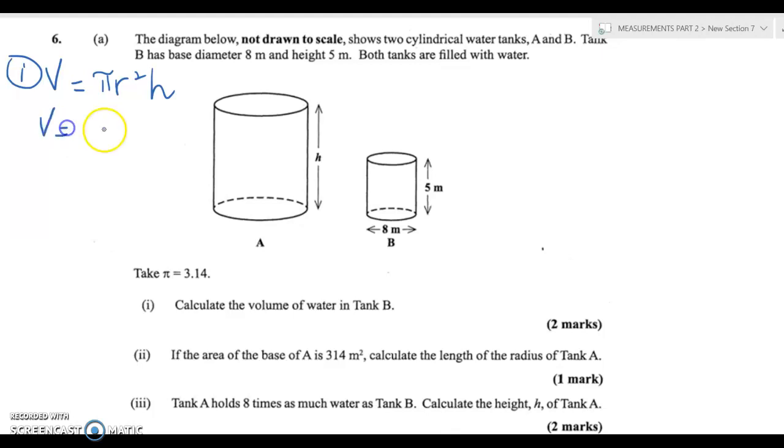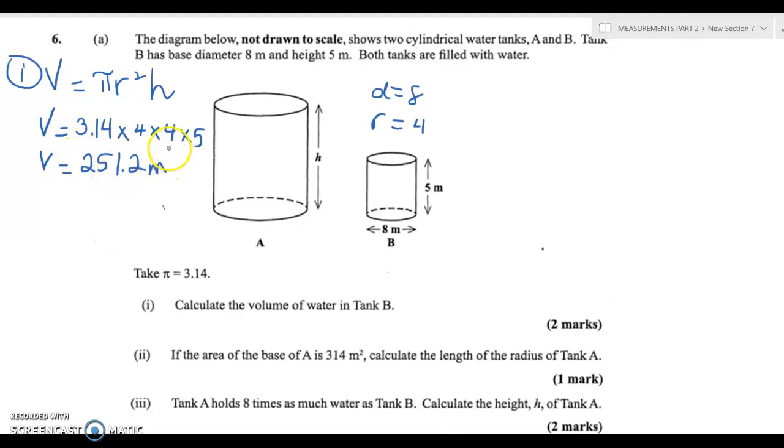And then you are told to use pi as 3.14. So 3.14 times r squared. Now our 8 is the diameter, so my radius is 4, right? So that's 4 by 4 by 5. And now you're just going to use a calculator and work that out, right? And you get 251.2 meters cubed.